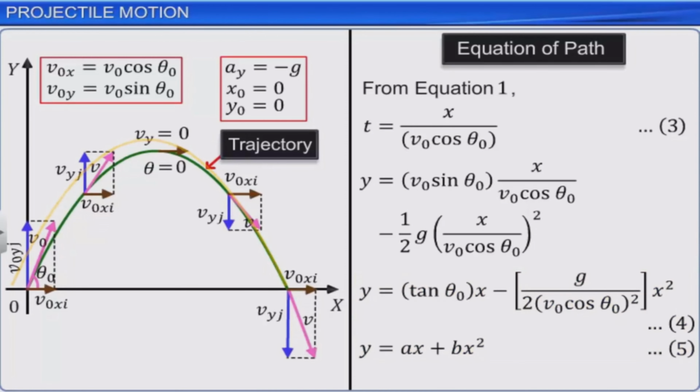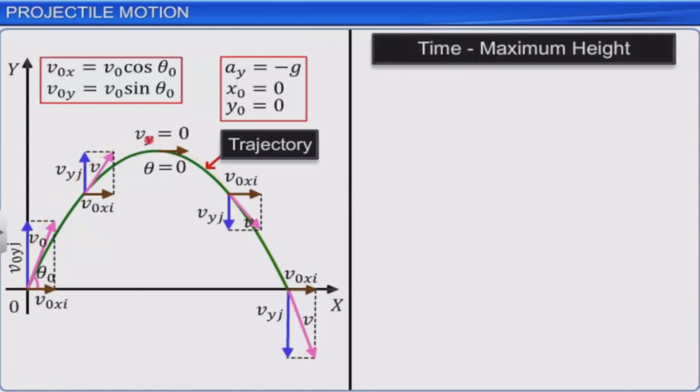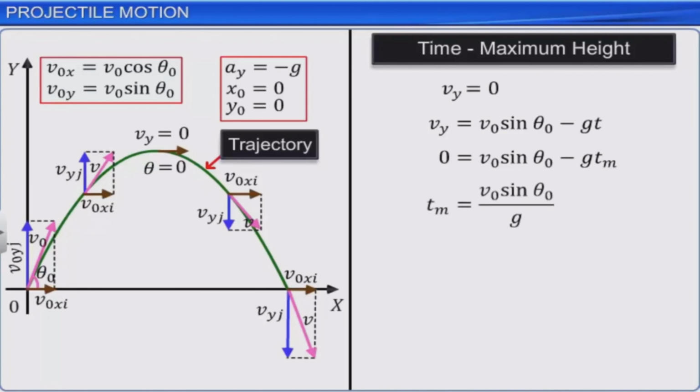Let's now find the time taken for the projectile to attain maximum height. At the top point, momentarily, Vy is equal to 0. Substituting Vy is equal to 0 in the equation, we get the expression as shown here. Tm is the time taken to attain maximum height. Therefore, we can write Tm is equal to v0 sin θ0 by g. Let this be equation 6.